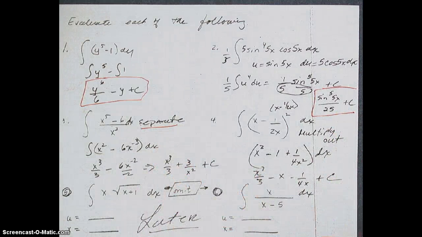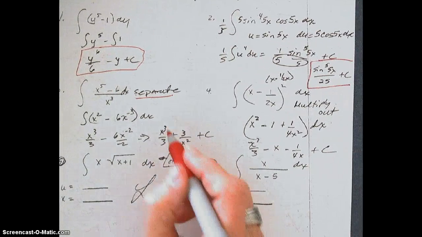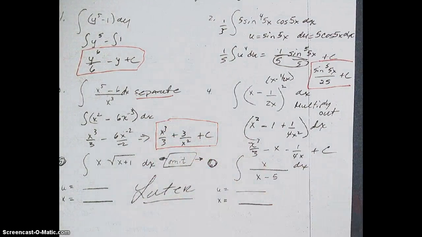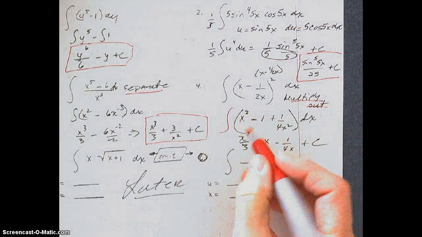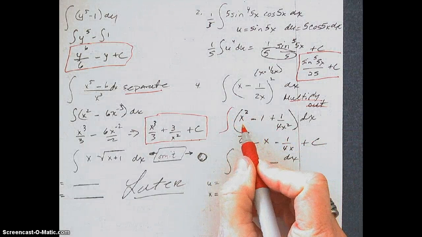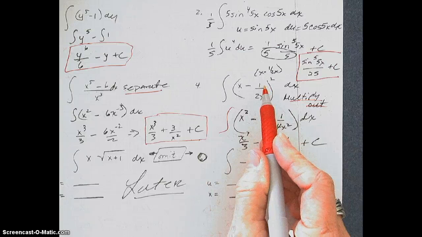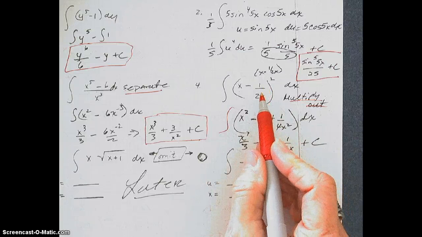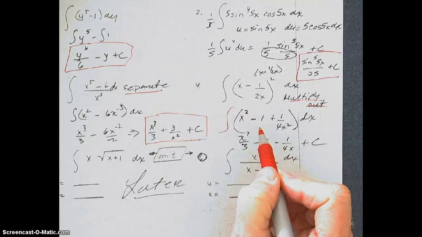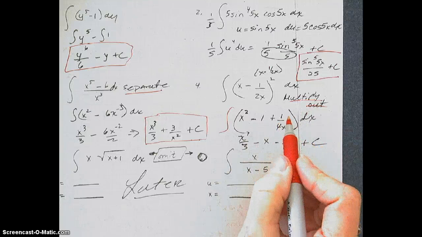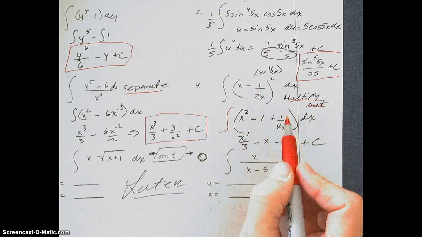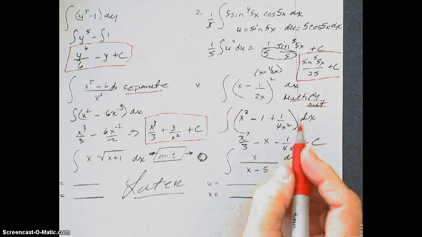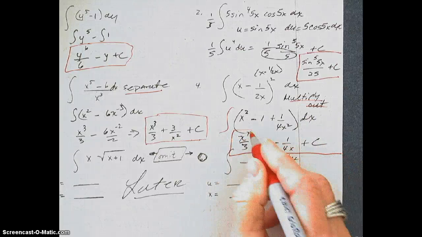And number 3, remember to separate, and then when you integrate each piece, this is your final answer. Number 4, you must multiply out first. So when I multiply out, I got x times x was x squared. X times 1 over 2x is a 1/2. And another negative 1/2 gave me a negative 1. And then negative times a negative is a positive 1 over 4x squared.